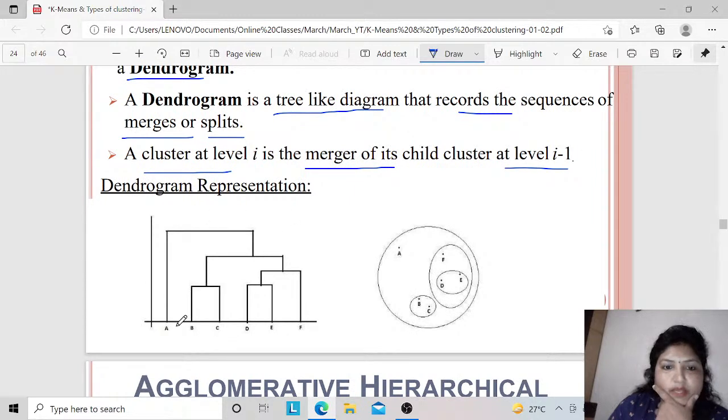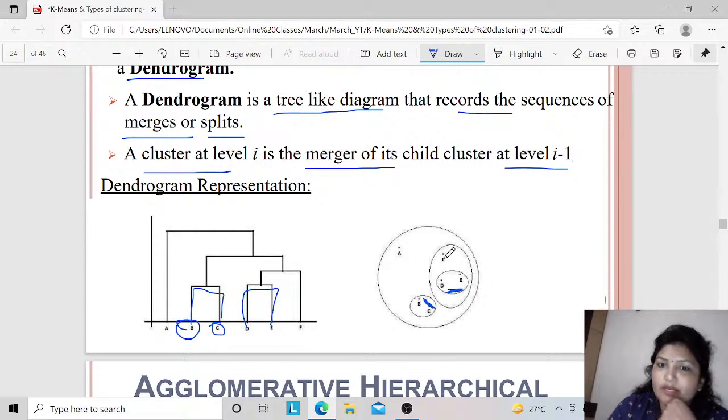Suppose I have made the dendrogram for it, and let us see how it clusters. You have two data points, B and C. So what we have to do is make these two points into a hierarchy. And again, these are the two nearest points, so make another hierarchy of D and E.